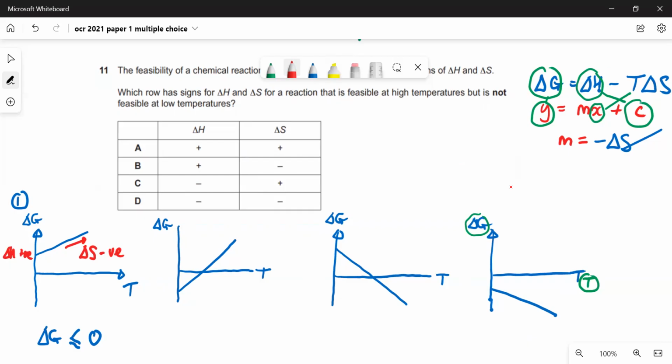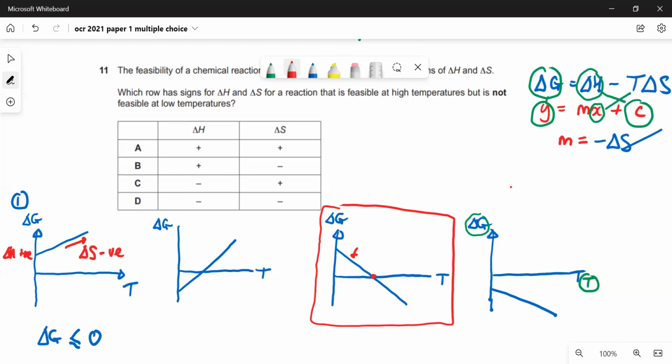Let's look at the one that we want. It's feasible at high temperatures. So which graph do we want? Feasible at high temperatures, but not low temperatures. Well, it's this one we want here, isn't it? Because look, at low temperatures the delta G value is positive there. You get past this critical temperature there, and delta G becomes negative.